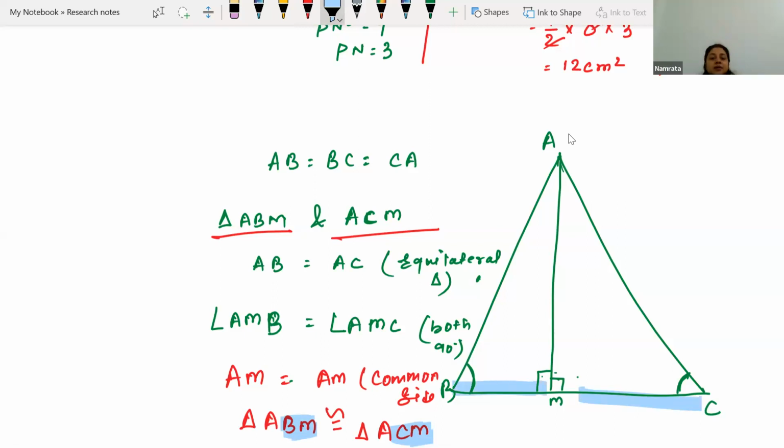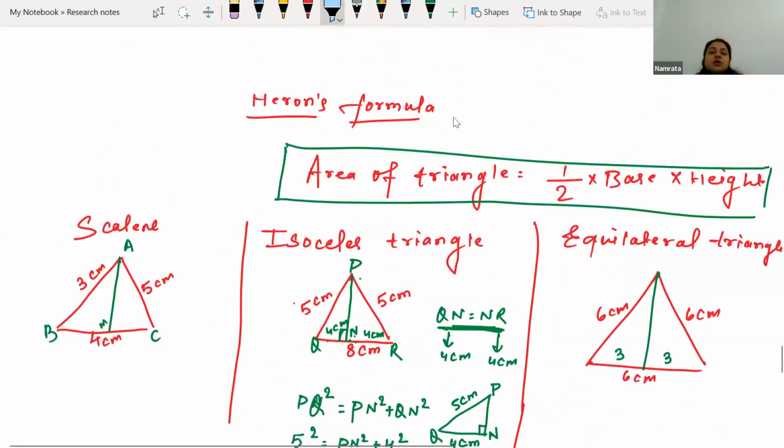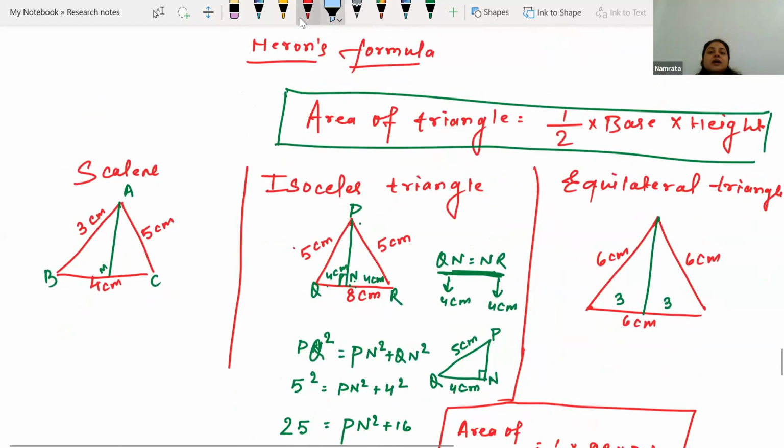Getting it? And here you can see by RHS congruency, we are saying that it's congruent. So this theorem I have used for isosceles triangle also, and this theorem I am talking about for equilateral triangle also: once we drop a perpendicular, it will bisect the other side. This is 3, that is 3. Let's say the name of the triangle is MNO, and here we have P as the middle point.